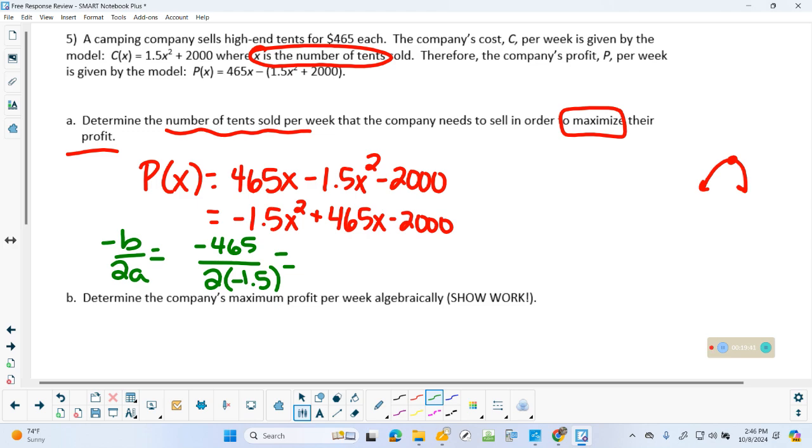Punch that in. 155. Got it. 155 tenths, perfect. So which do you think is faster, to graph it or do opposite of B over 2A? Opposite of B over 2A. Yeah, we got mixed reviews here, okay?